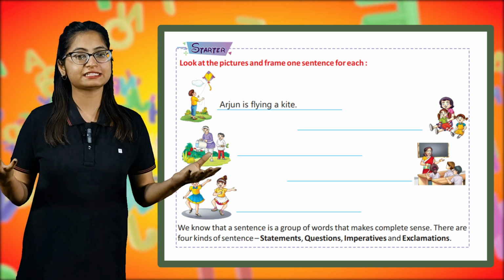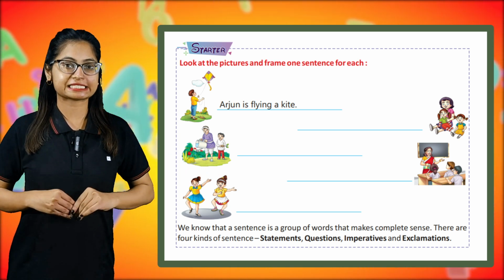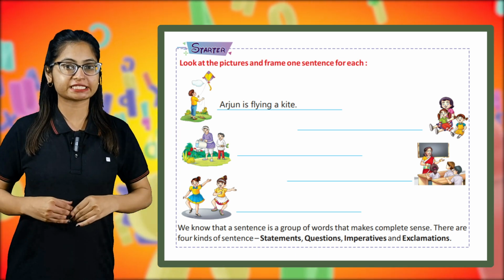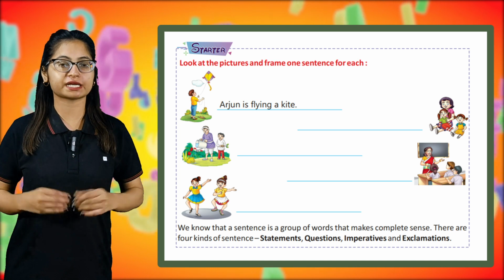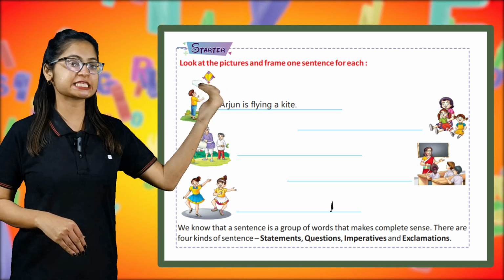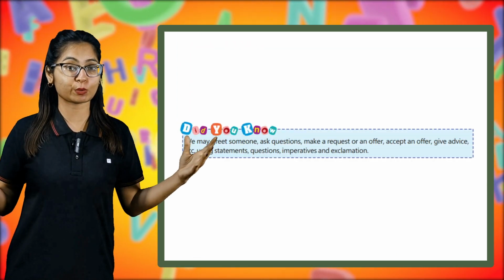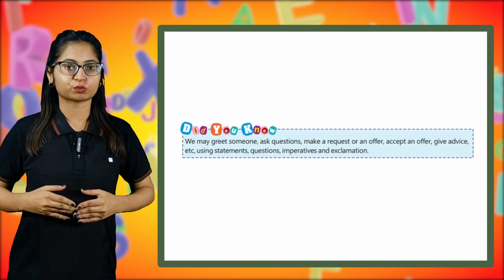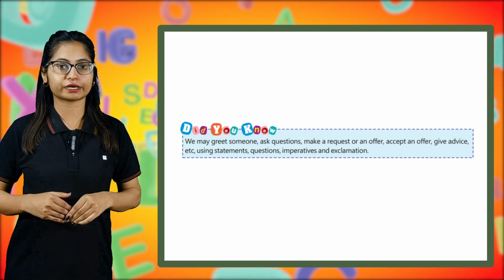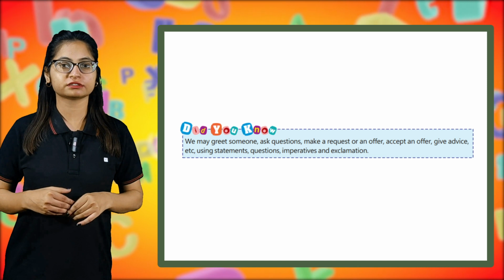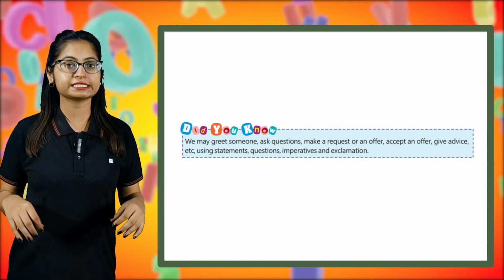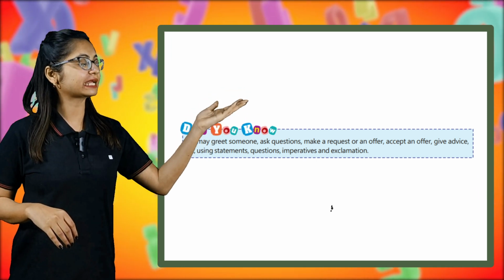We know that a sentence is a group of words that makes complete sense. There are four kinds of sentences: statements, interrogatives, imperatives, and exclamations. Students, did you know? We may greet someone, ask a question, make a request or an offer, accept an offer, give advice, etc. using statements, questions, imperatives, and exclamations.